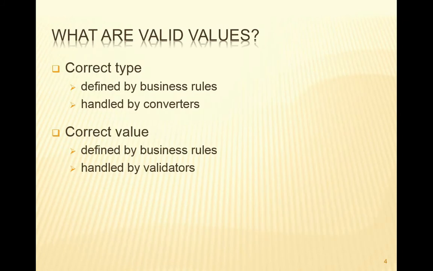For today's lecture, the consideration really is, what is a valid value? Remember that the component tree and the model are updated with valid values. And in the context of today's discussion, there are two definitions of valid. First of all, of the correct type, that being defined by the business rules and will be handled by converters. So converters will ensure that the values are of the correct type. And the second definition of valid is that they have the correct value. Again, defined by the business rules and will be enforced by validators.